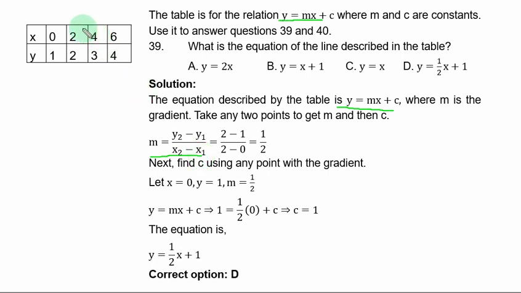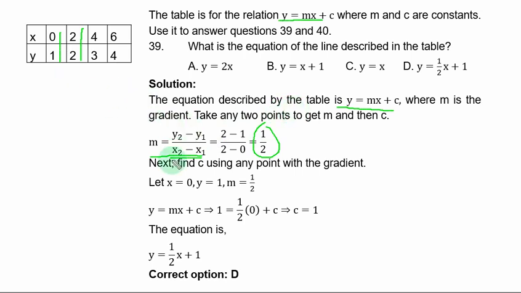So let's use this as the second coordinate. This is the first coordinate. So this is s1 y1 s2 y2 in this form. So the gradient is 1/2. Next, find c using any point with the gradient.